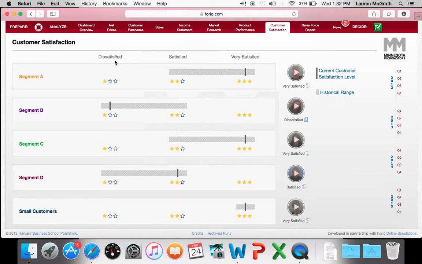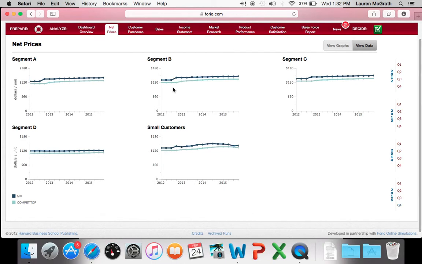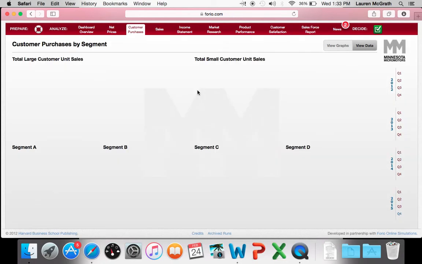It was important to look at each of the tabs here. So the net prices, it was important to look at, see where our competitors are, see where we are. And as you can see, we were very consistent with our prices, keeping them around the same level. You can obviously see that segment D was a little bit lower than all the other ones. And so that was the prices, customer purchases.